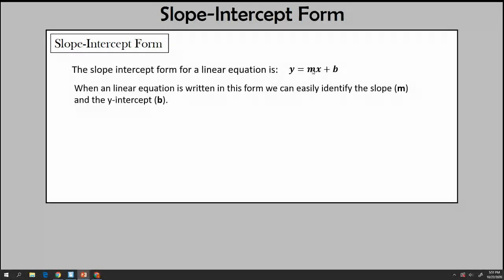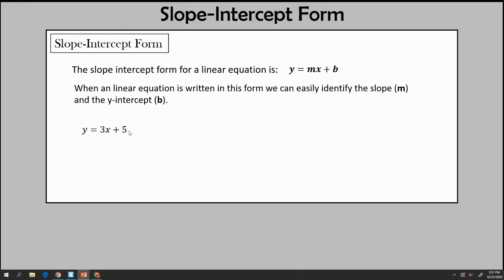Now, the number that is here for the m, the one that's being multiplied by the x, that's always the slope of our line. The b, the number added to that, is the y-intercept. So this is why they call it slope-intercept. If I can write my equation so it's y equals mx plus b, the number times x is the slope, the number added to it is the y-intercept. Really easy to graph then, okay?